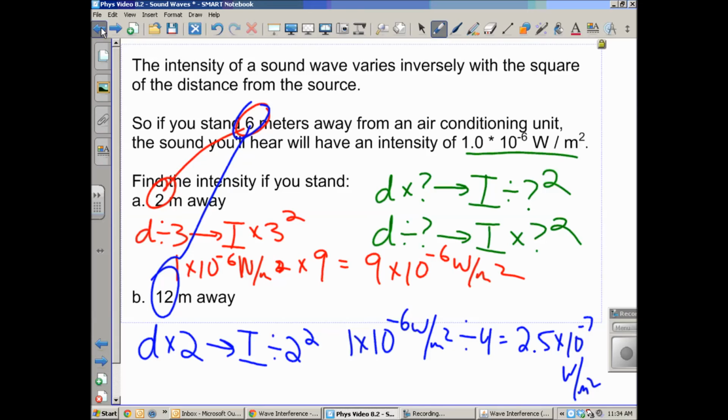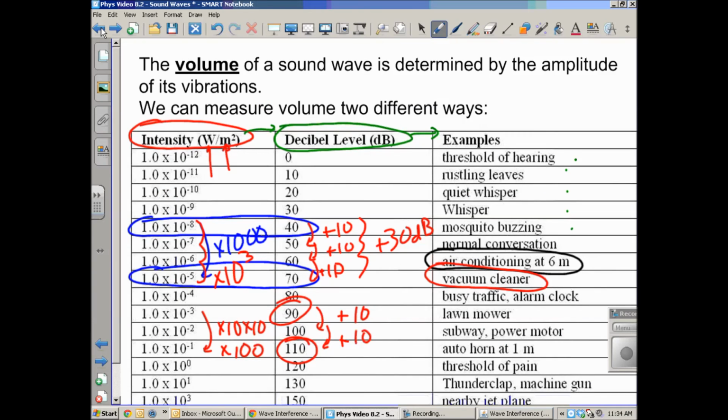I'm probably saying this too late, but the numbers on this chart you don't need to copy down. They will be on your next homework assignment. I hope you didn't write them down already. I apologize if you did.